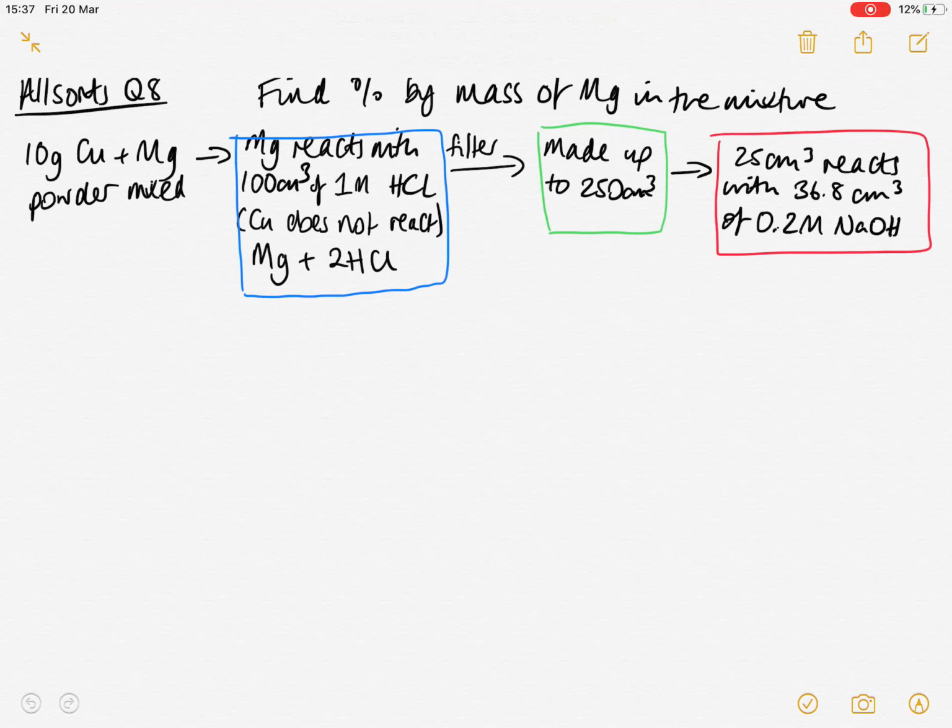Hi everybody, I'm going to go through calculation all sorts question 8. First thing I've done is RTFQ. I've read the full question all the way through, and then I've made myself a flow chart like we've done in lessons, just breaking that question down.